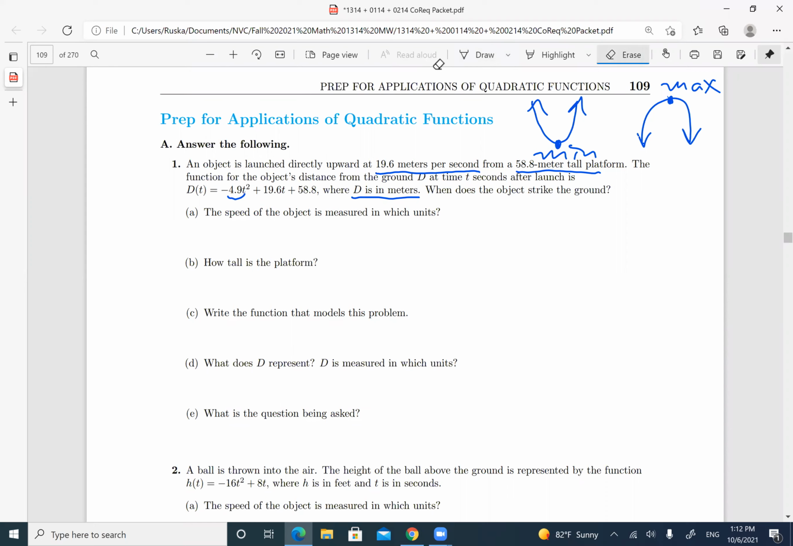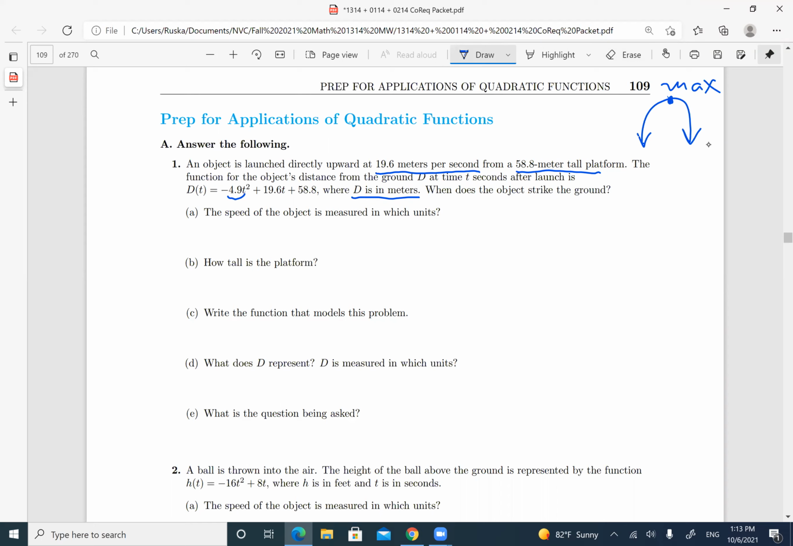Do you guys remember? If the number in front of the square is negative, does it open up or down? It opens down. It's up and down. Good job. So this is the case we have given. The parabola is up and down, so it's going to be like that. And the question is when the object strikes the ground. So let's answer all these questions and you're going to see.